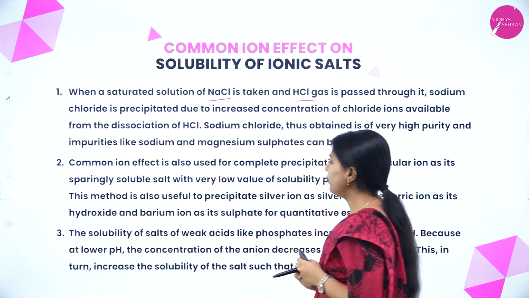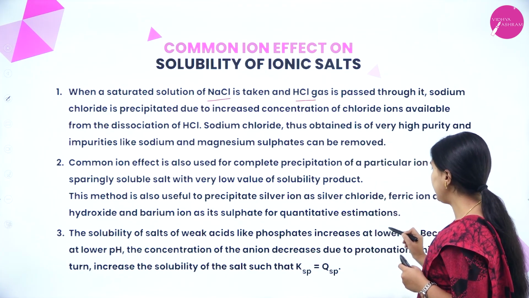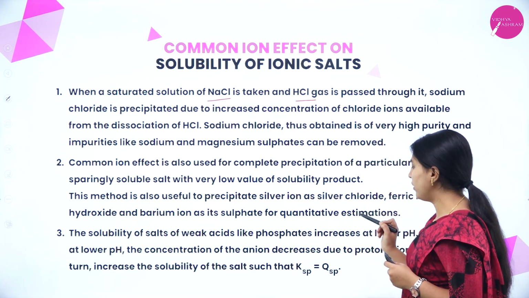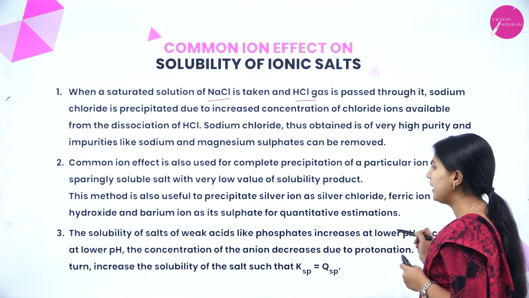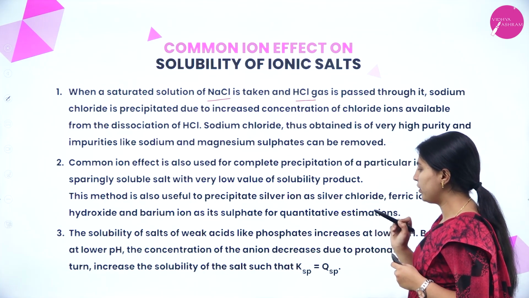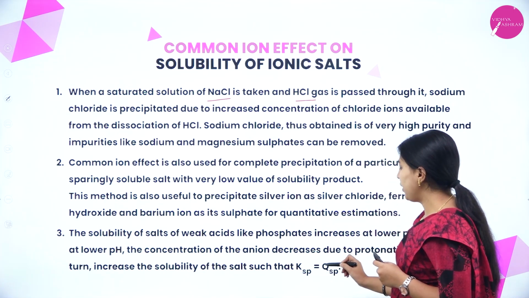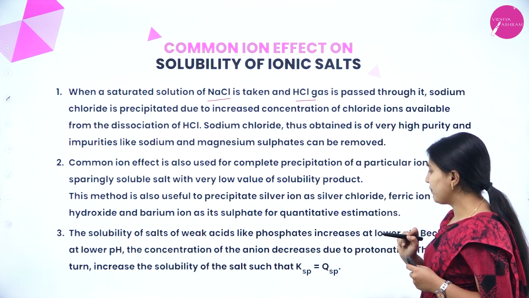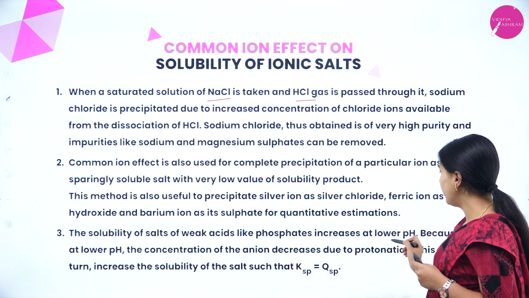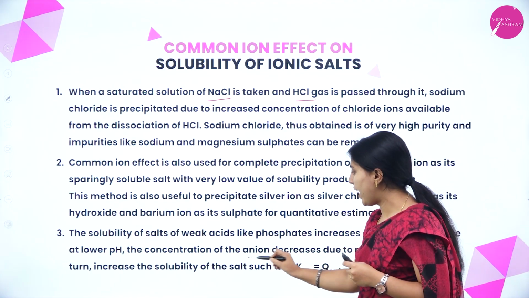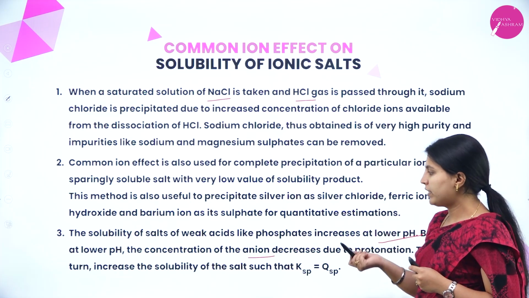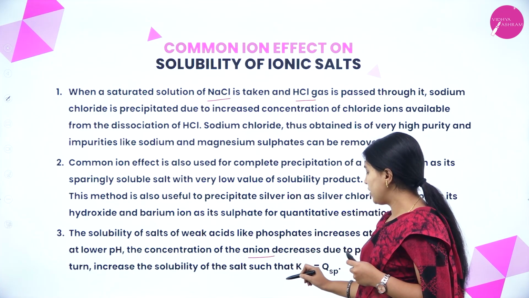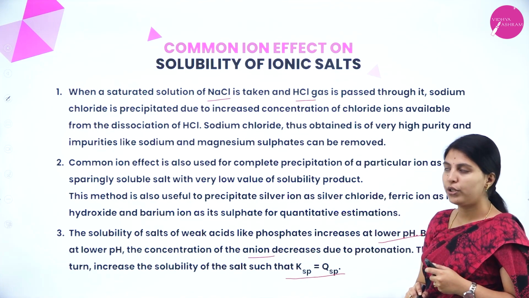The solubility of salts of weak acids like phosphates increases at lower pH. Because at lower pH the concentration of anion decreases due to protonation. This in turn increases the solubility of the salt such that Ksp will be equivalent to Qsp. In the salts of weak acids like phosphates, at lower pH the concentration of anion will decrease, and inversely it will increase the solubility of the salt such that Ksp will be equivalent to Qsp.